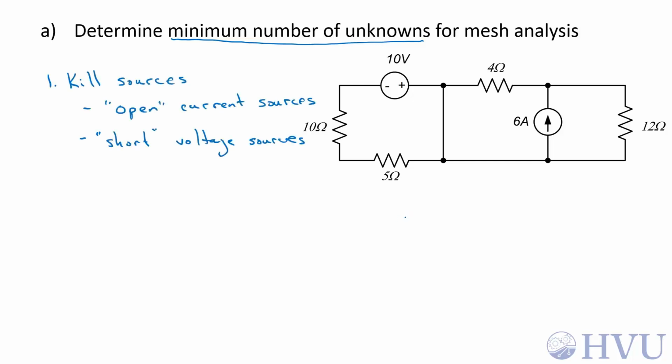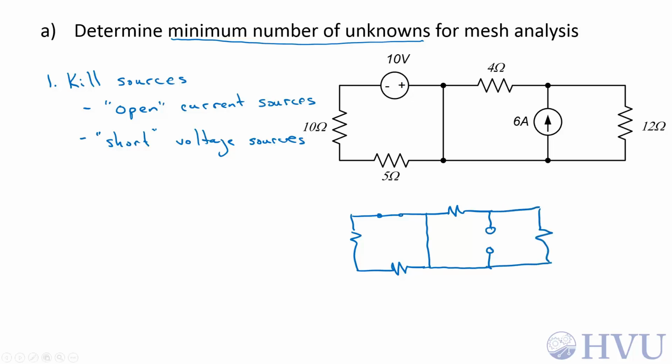So let's redraw the circuit with those assumptions. This 10 ohm resistance doesn't change. The 10 volt voltage source gets replaced with a short circuit. The 5 ohm resistance is still there. That doesn't change. The 4 ohm resistance is fine. This 6 amp current source becomes an open circuit, and this resistance is unchanged.